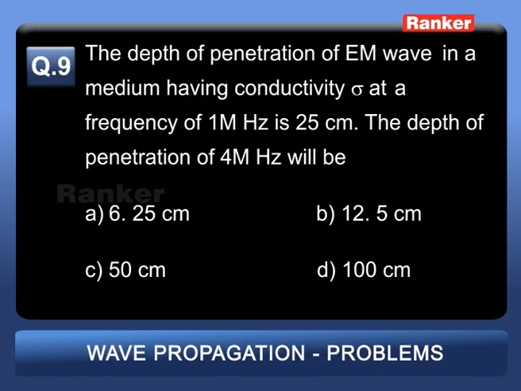The depth of penetration of an EM wave in a medium having conductivity sigma at a frequency of 1 MHz is 25 cm. Then the depth of penetration at a frequency of 4 MHz will be, the options are given like this. Option A 6.25 cm, option B 12.5 cm, option C 50 cm, and option D 100 cm.